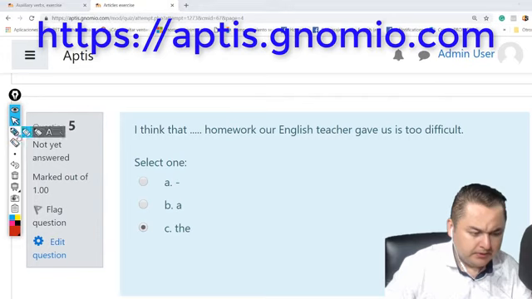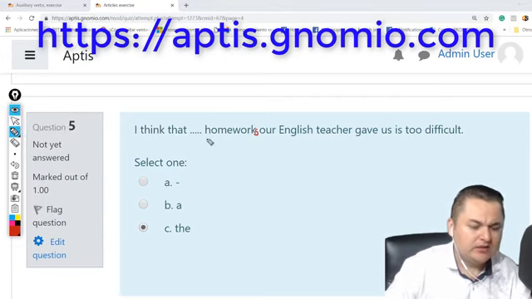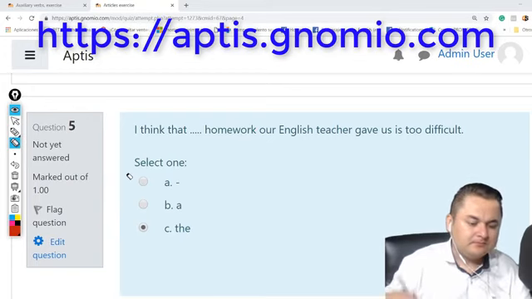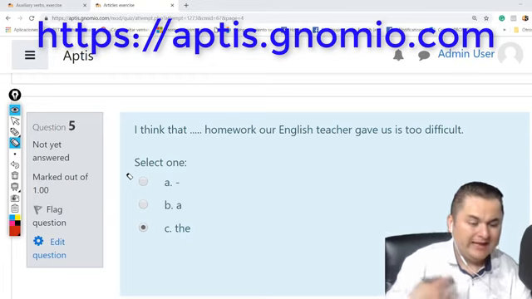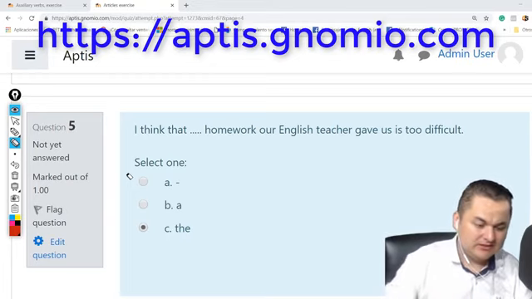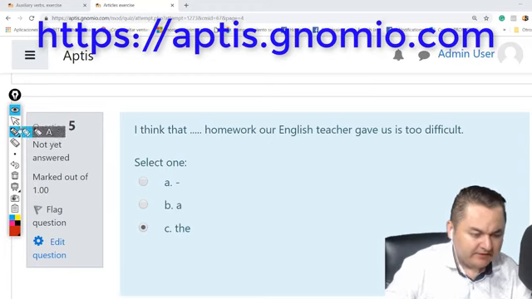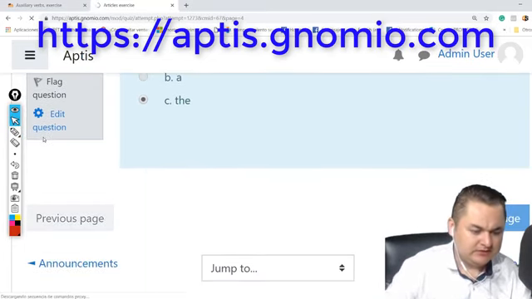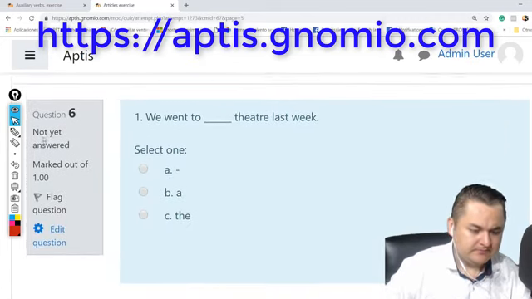Why couldn't it be A? Well, I couldn't add an S here to say homeworks. It is not possible. So if I can't make it work by adding an S, it means I couldn't use A in the answer. Now, I think that the homework the teacher gave us. Okay, let's see next.